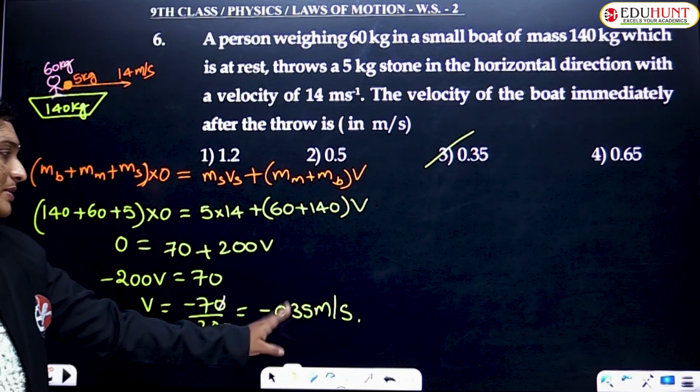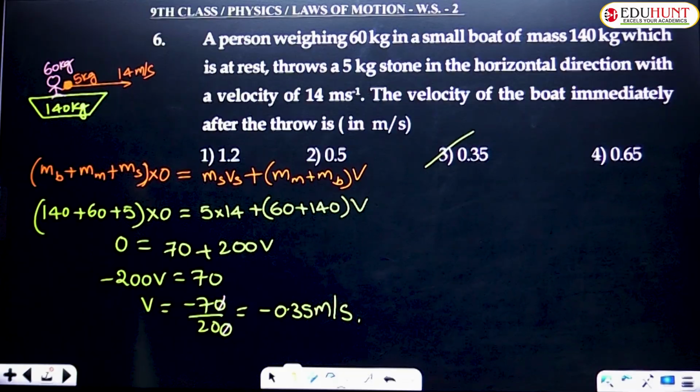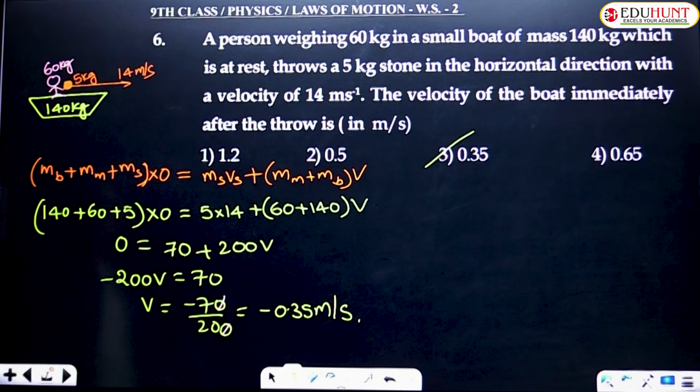Magnitude is how much speed? 0.35 meter per second. If they are asking for direction, it will be in the opposite direction of the throw.